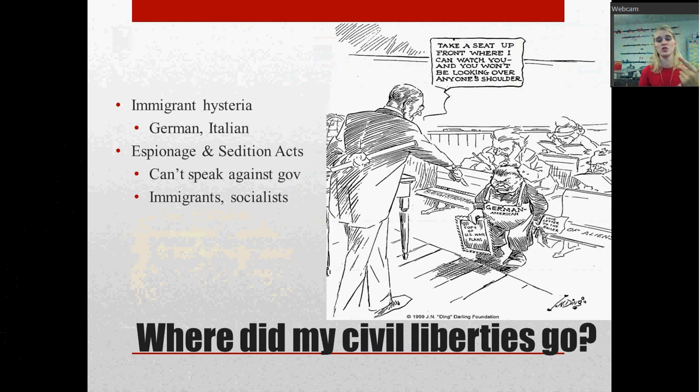the war. If you look at this political cartoon, Woodrow Wilson is the teacher. He says, take a seat up front where I can watch you and you won't be looking over anyone's shoulder. And who is he saying this to? A German American, right? So we are limiting what here? We're limiting free speech, right? But this is upheld by a court case. Schenck versus the U.S. upheld that in times of war, you can limit civil liberties. That's a big deal. I don't know if you would be happy about that, but I certainly wouldn't be. So that's kind of where we are. And again, what do they violate? They violate freedom of speech, right?